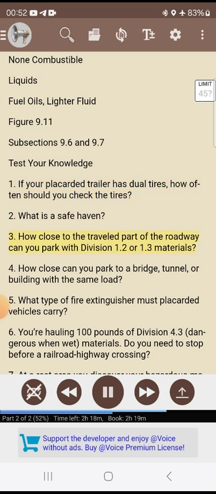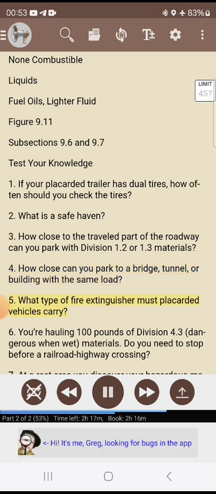How close to the traveled part of the roadway can you park with Division 1.2 or 1.3 materials? 4. How close can you park to a bridge, tunnel, or building with the same load? 5. What type of fire extinguisher must placarded vehicles carry? 6. You're hauling 100 pounds of Division 4.3, dangerous when wet materials. Do you need to stop before a railroad highway crossing?